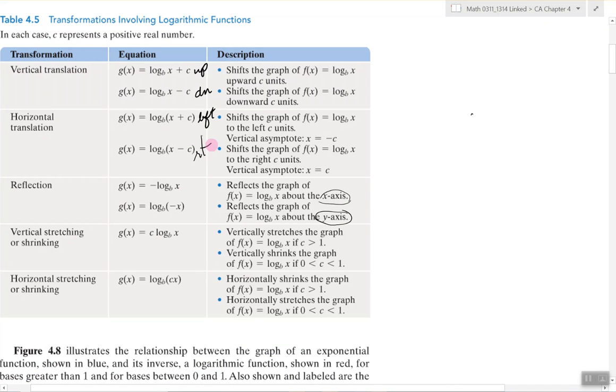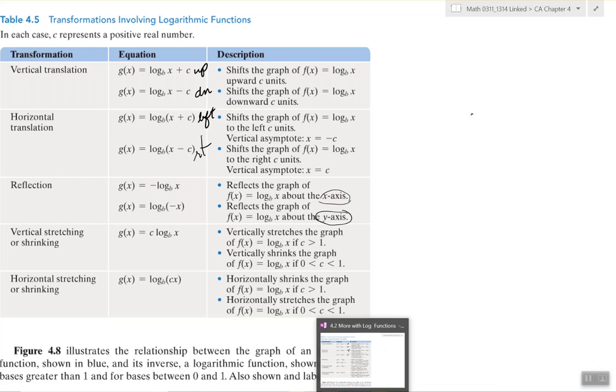If you want to study reflections, if you are changing the sign on the outside, you're going to reflect about the x-axis. It is an up-down reflection. If you change the sign on the inside, you are going to reflect about the y-axis, and it is a horizontal left-right reflection. We won't be working with vertical and horizontal stretches and shrinks.